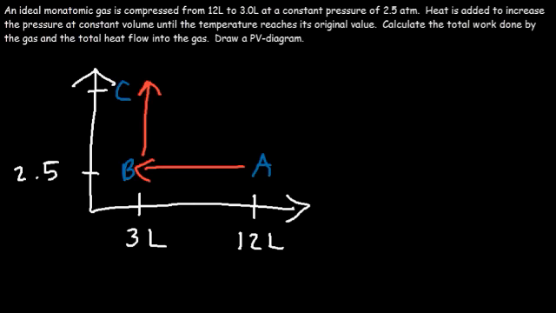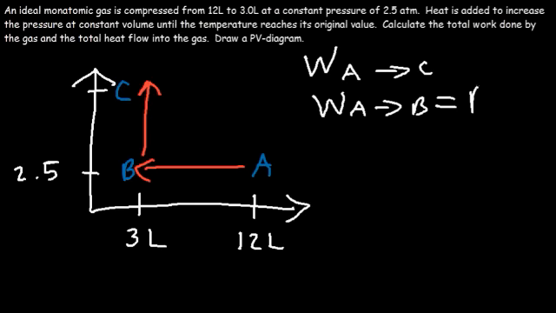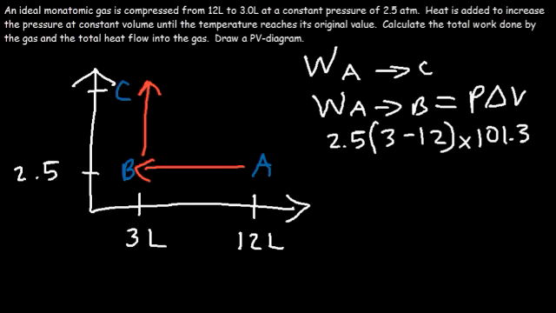So what can we do in this problem? How can we figure out the answer? Well, we need to calculate the work done as we travel from position A to position C. So let's find it from A to B. So that's an isobaric process, so we can use the equation P delta V. The pressure is 2.5 atm, and the change in volume, the final minus initial, that's 3 minus 12, and then we need to multiply it by 101.3 to convert it to joules.